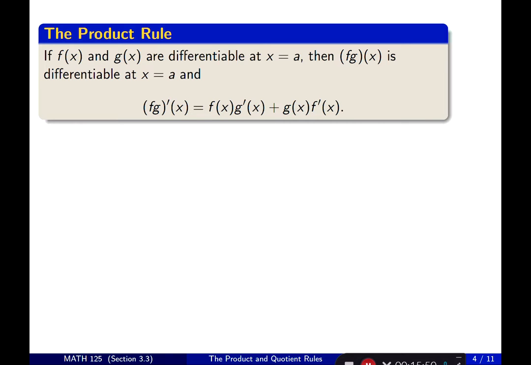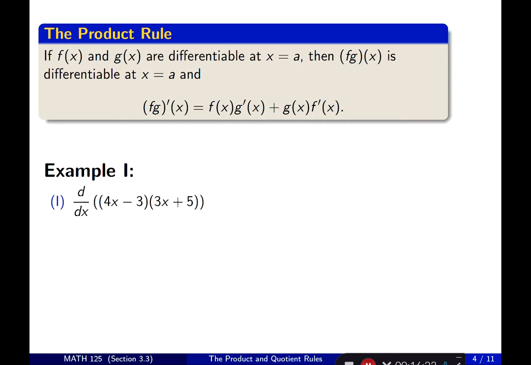Again, the product rule, this is what you need to memorize. A lot of people find the Lagrange version of the formula easier to memorize. If f of x and g of x are differentiable at x equal to a, then fg of x is differentiable at x equal to a, and fg prime of x is equal to f of x g prime of x plus g of x f prime of x. Now let's do a few examples on this one.